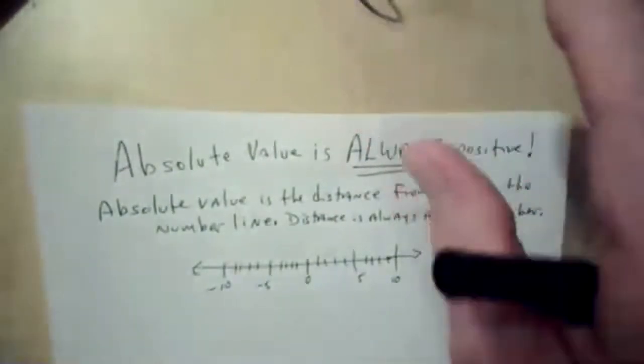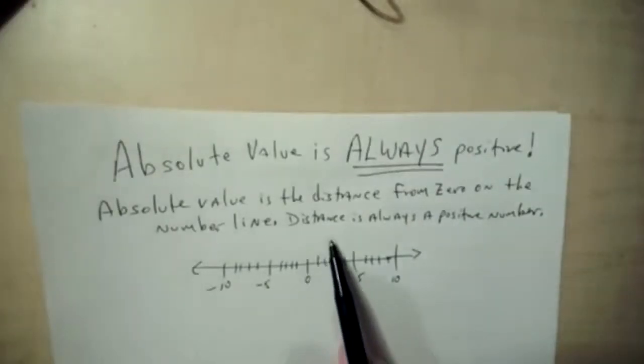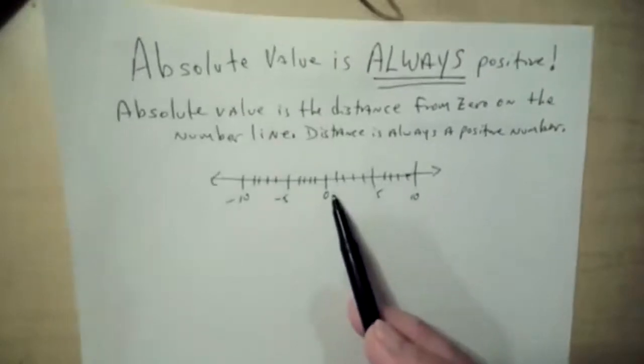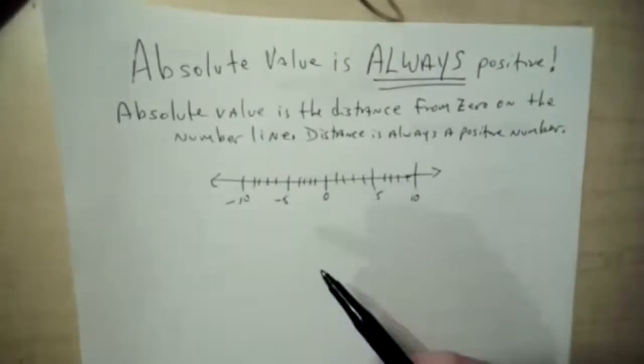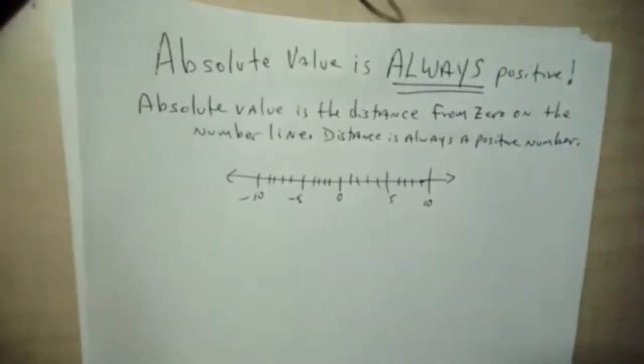Absolute value is the distance from zero on the number line, and distance is always positive, right? Even if you're going backwards, you're still increasing.